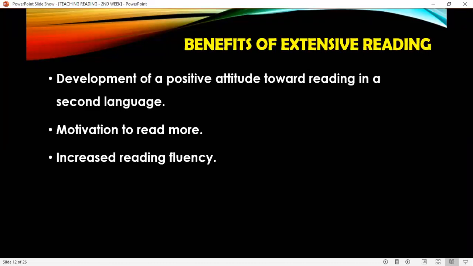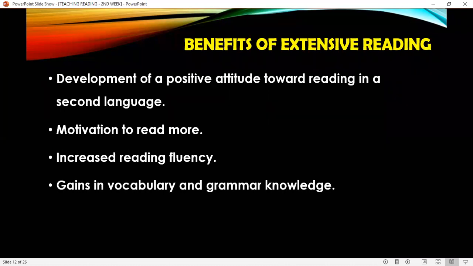Don't forget it. So if they practice this type of reading, extensive reading, they can increase this reading fluency because they enjoy it and they want to read more and more and more. And if they read more, they could increase the understanding, no? How fast they can understand a text or how fast they can read a text, all right?